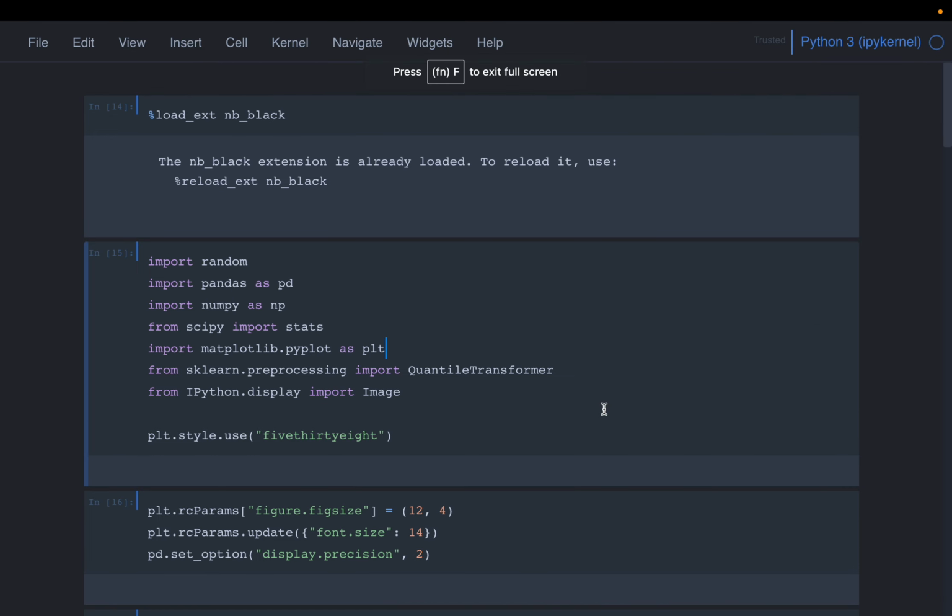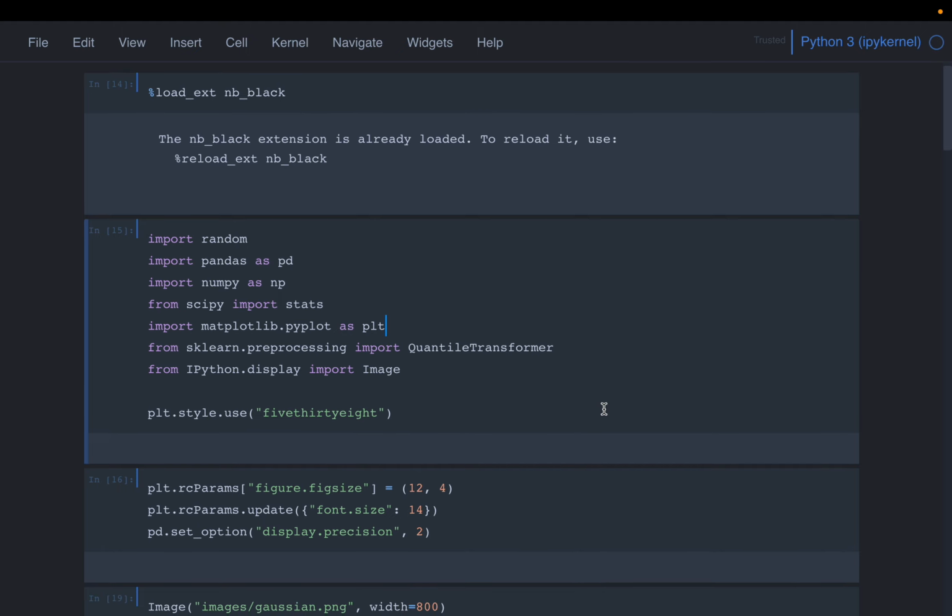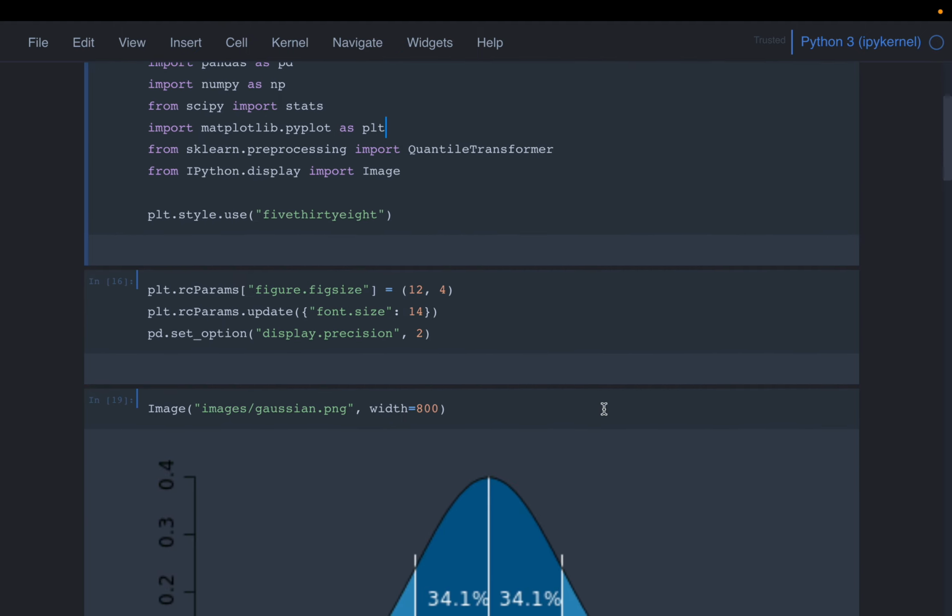Hi, this is a course on feature engineering. We are looking at various discretization techniques. Today we are going to look at Gaussian binning. First, let's understand what Gaussian binning is.